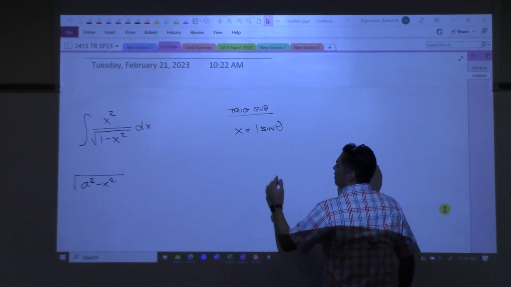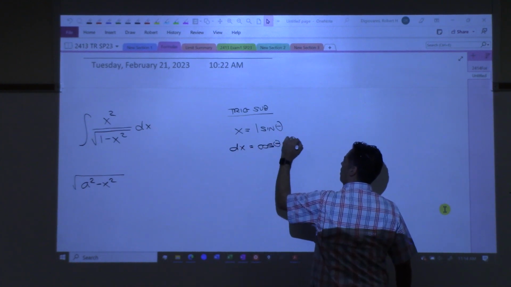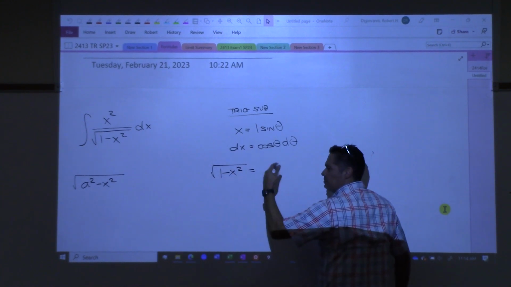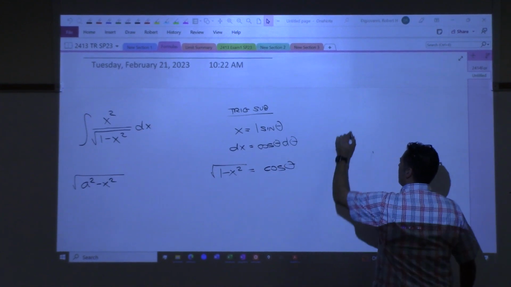Right? And now I take the derivative. dx is cosine theta d theta. And then the square root of 1 minus x squared turns into cosine theta.